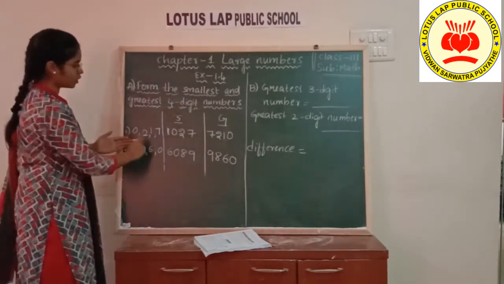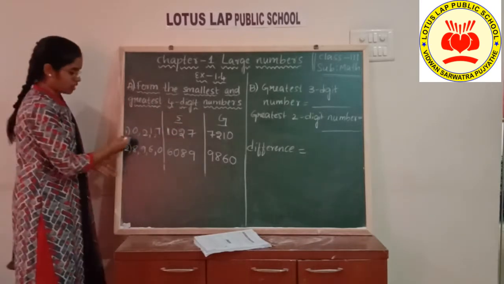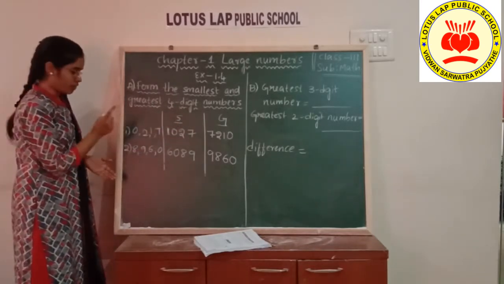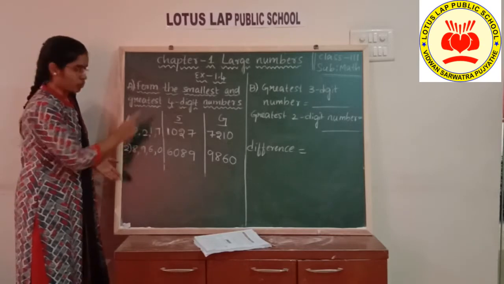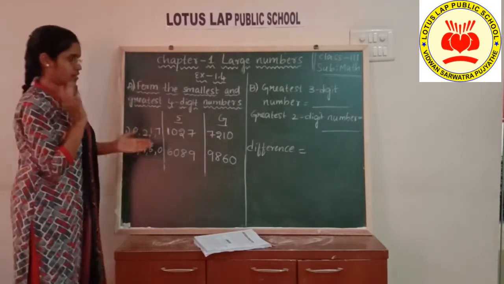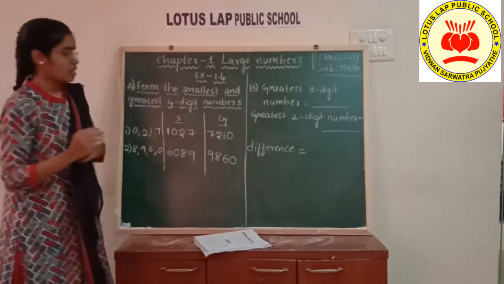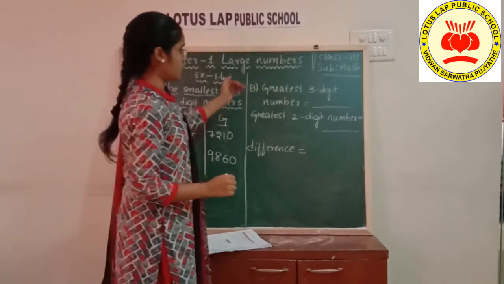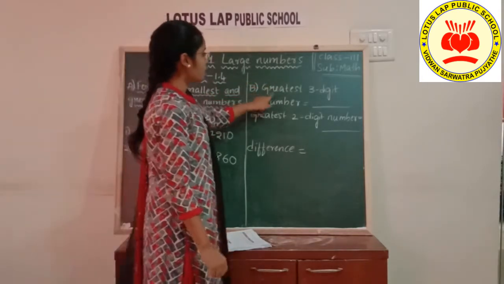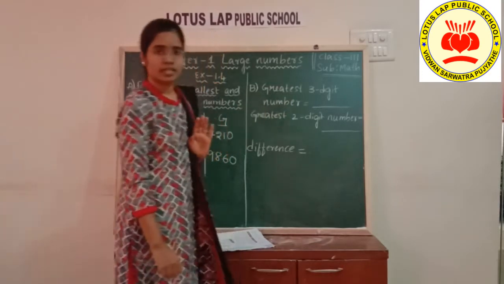Okay, this is how you need to form the 4-digit numbers, children. If you have 4 digits and if you have one 0 in that, you need to follow this method. Okay, go through the remaining problems. Now next bit. This is fill in the blanks, children. Now see, greatest 3-digit number.